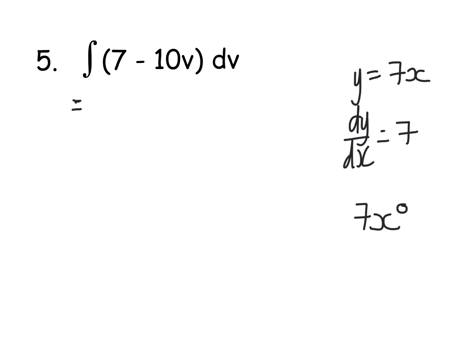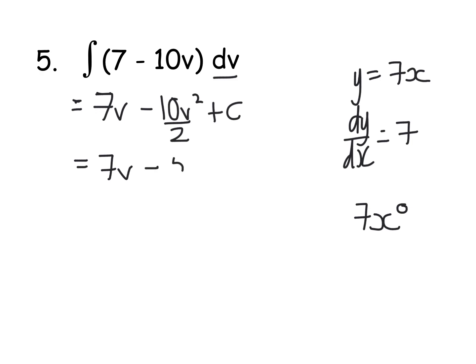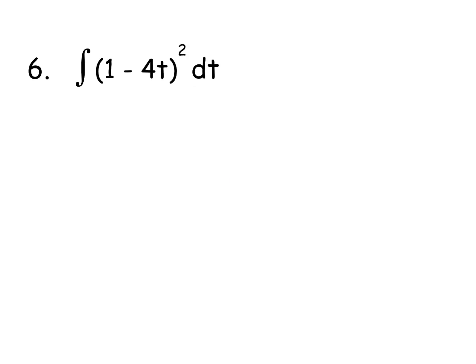So the trick is, if you're asked to integrate a number, the x comes back in. However, I don't have x's in this one, it's a v, so it's going to be a 7v that comes in, and then 10v will become 10v squared all over 2 plus c, and that gives you 7v. 10 divided by 2 is 5, so 7v minus 5v squared plus c. Okay, so that's me kind of covered the basic integration questions.